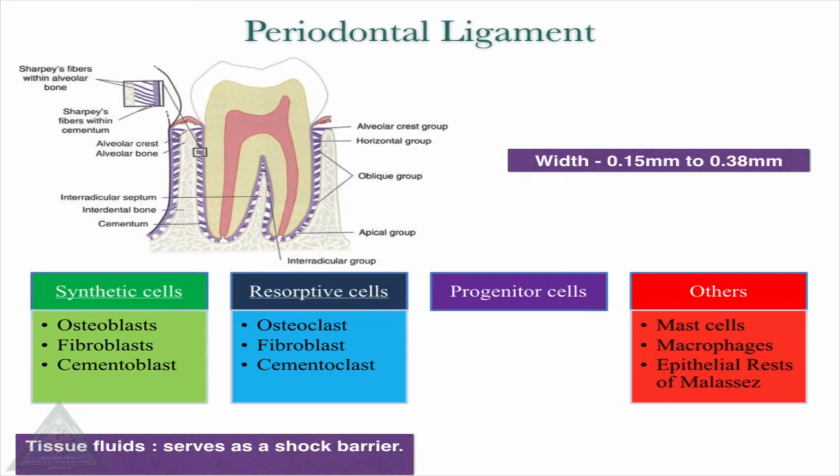The periodontal fibers are further classified into alveolar crest group, horizontal group, oblique group, apical group of fibers, and interradicular group of fibers. The cells are again classified as synthetic cells, resorptive cells, progenitor cells, and others. The synthetic cells comprise the osteoblast, fibroblast, and cementoblast. The resorptive cells comprise the osteoclast, fibroblast, and the cementoclast. The other cells that are present in the periodontal ligament are mast cells, macrophages, and epithelial rests of Malassez. The tissue fluid that occupies the periodontal ligament space serves as a shock barrier.